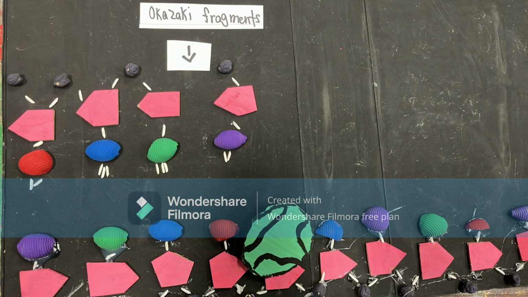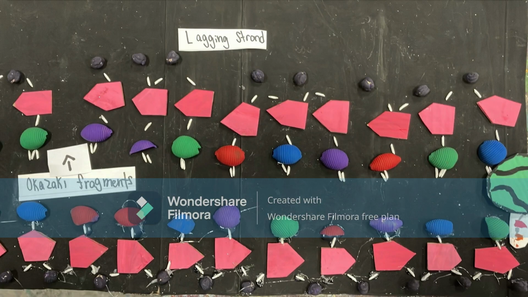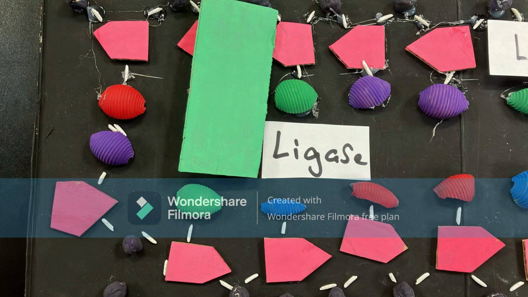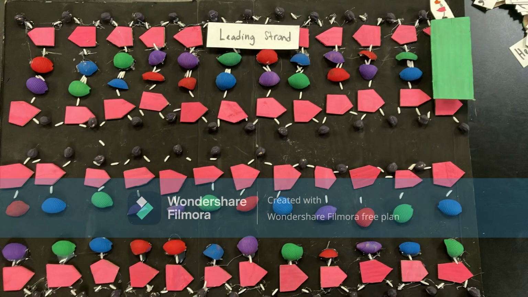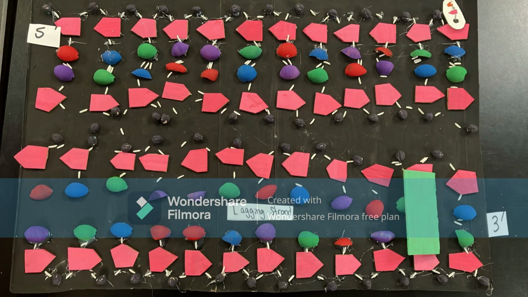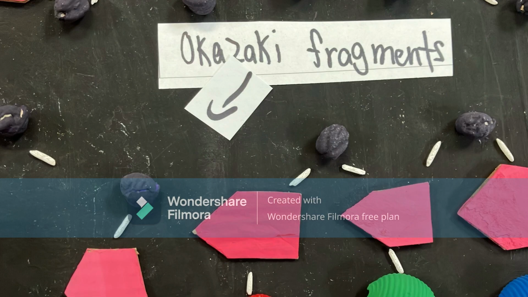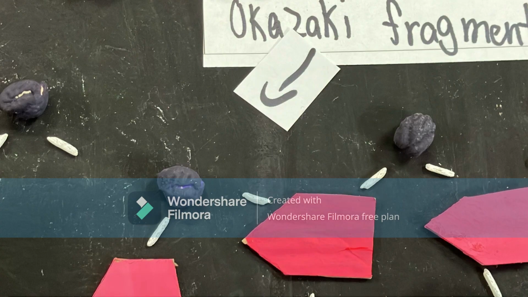During this time, Okazaki fragments are also formed, which are fragments of DNA being synthesized on a lagging strand that aren't fully attached to each other. Ligase, an enzyme that joins adjacent fragments, seals off the DNA, once again starting with the leading strand and then the lagging strand. The ligase also seals off any Okazaki fragments that are left on the lagging strand.